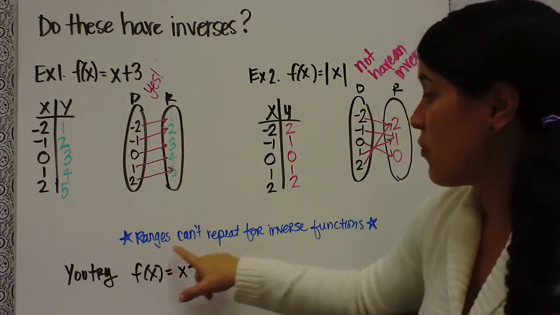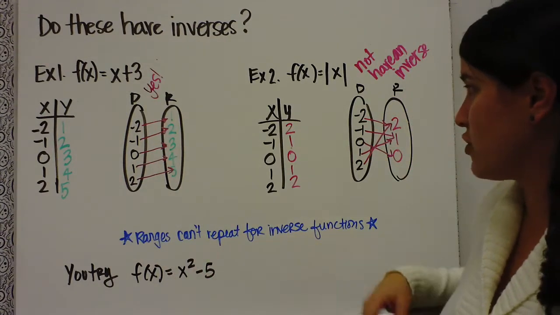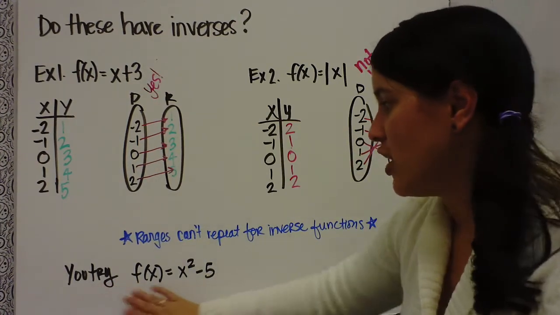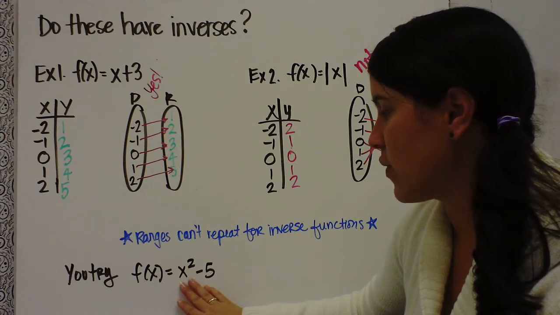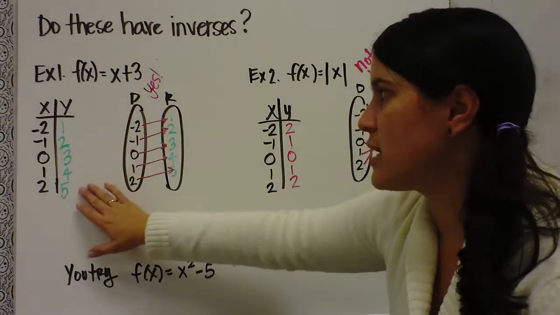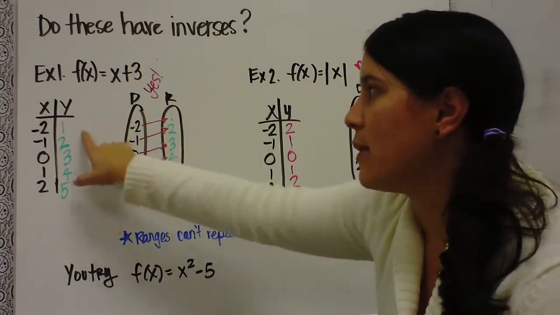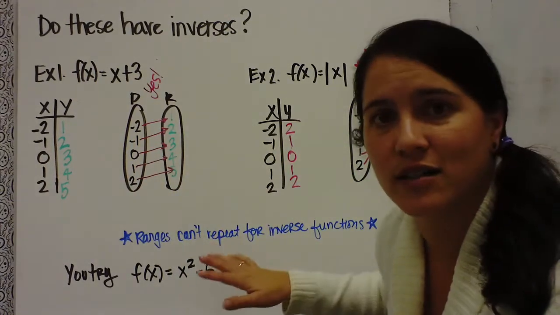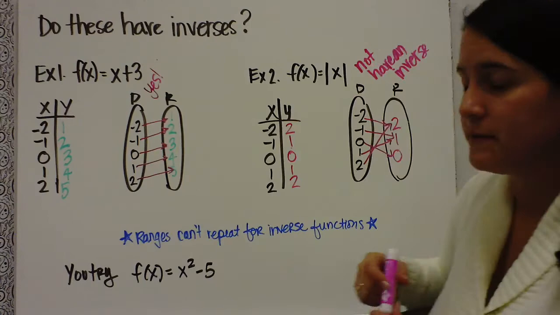So here's the key. Ranges can't repeat for the inverse function. So if you have ranges that repeat, that means there's not going to be an inverse. Here's a try. f of x equals x squared minus 5. I want you to set up a table of values, or you can map, but even from the table of values, you can see if something's going to repeat. So pause it, work this one out, and then check.